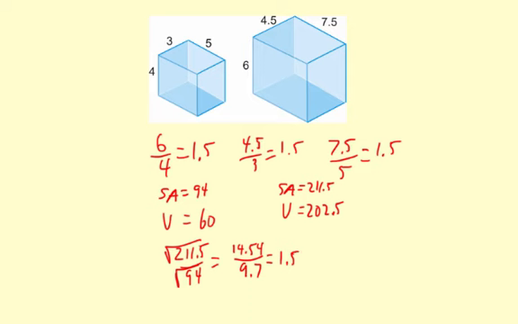So in other words, if these were easier numbers to do square roots, you would find the exact value is 1.5, but because we have to use the calculator and round a little bit, there is a little round off error here, but it does equal the same ratio, 1.5.